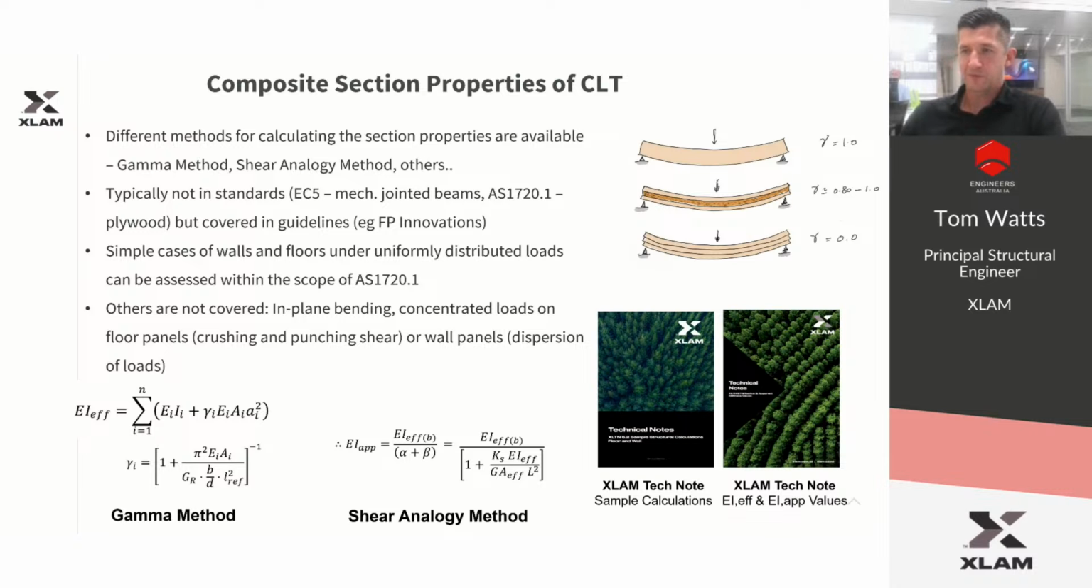So once you've determined the section properties, XLAM also published tabulated section properties for both those EI effective and EI apparent section properties. Then you can feed this into the shear, bending, and compression calculations as a basis for element checks on walls and floors. So this basically allows you to cover off the basic flexural behaviour of elements within the framework of AS 1720. But there are also elements to keep in mind when you're going beyond that. So this is what I'm going to be pointing out in the next couple of slides.